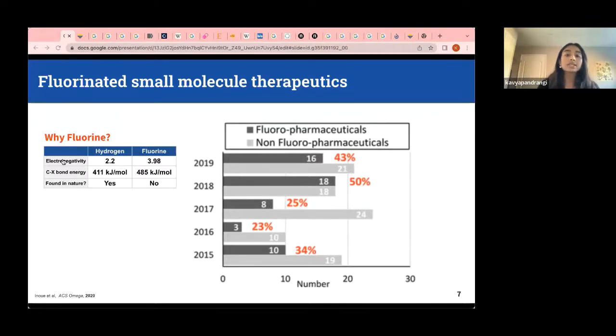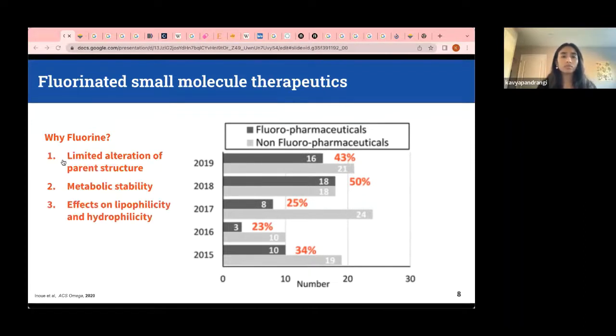And these properties lead to three advantages of fluorination. First is the fact that the replacement of a hydrogen for a fluorine, for example, the alteration of a CH3 to a CF3, would result in minimal alteration to the parent structure as a whole in a drug candidate, as hydrogen and fluorine are both small-sized atoms.